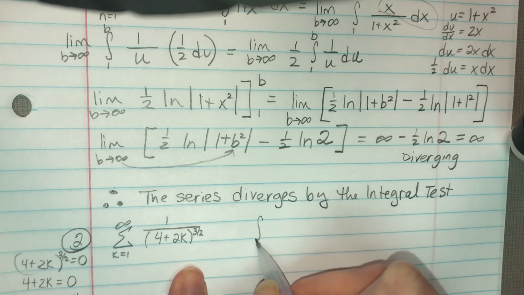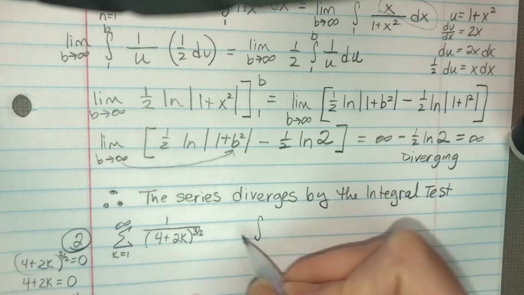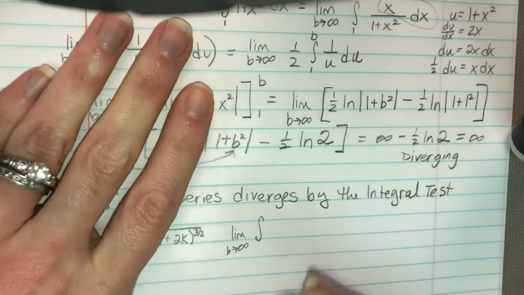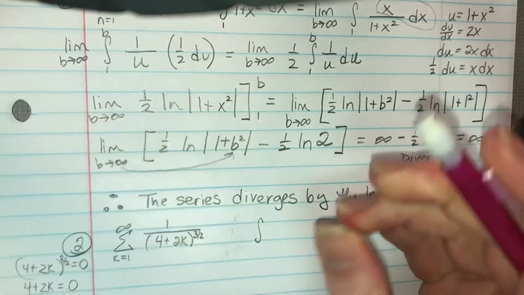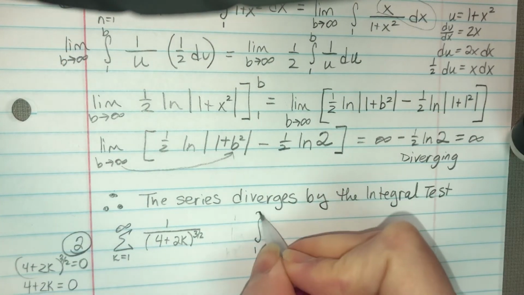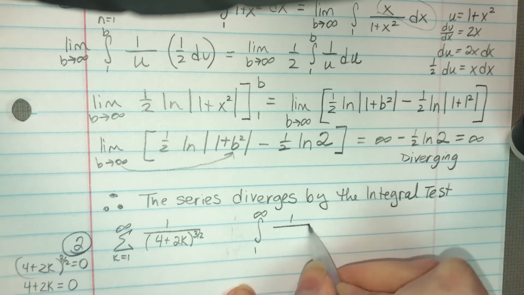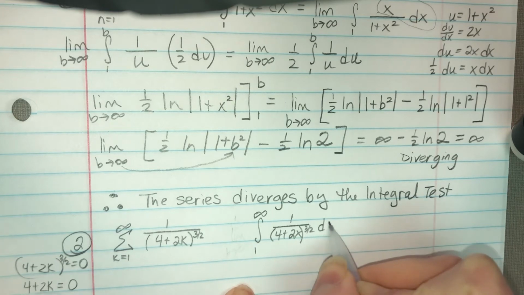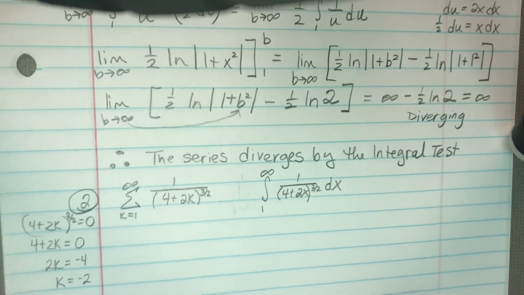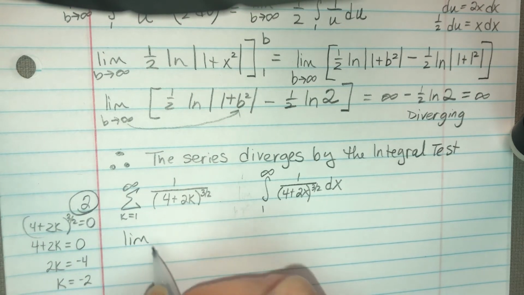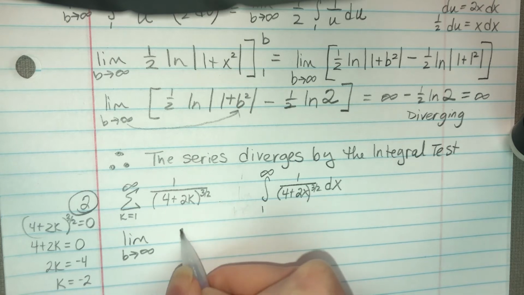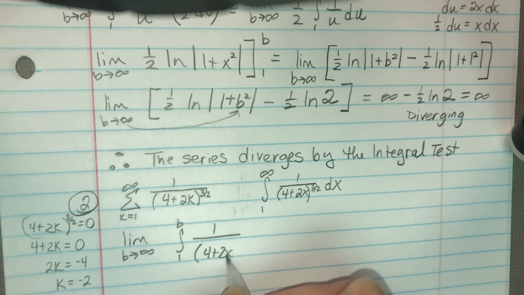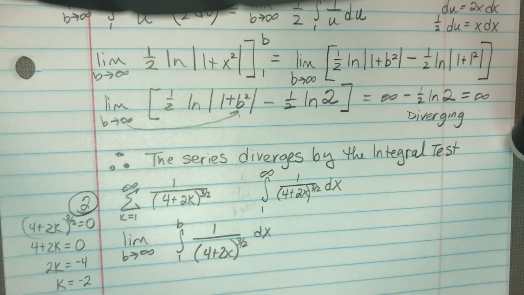Now I'm going to switch to an integral, and I'm going to do the limit as b approaches infinity of the integral, oh wait, I'll go ahead and write it just as the integral from 1 to infinity before I switch to the limit. 1 over 4 plus 2x raised to the 3/2 power dx. And so I will calculate a limit as b approaches infinity, the integral from 1 to b, 1 over the quantity 4 plus 2x to the 3/2 power dx.